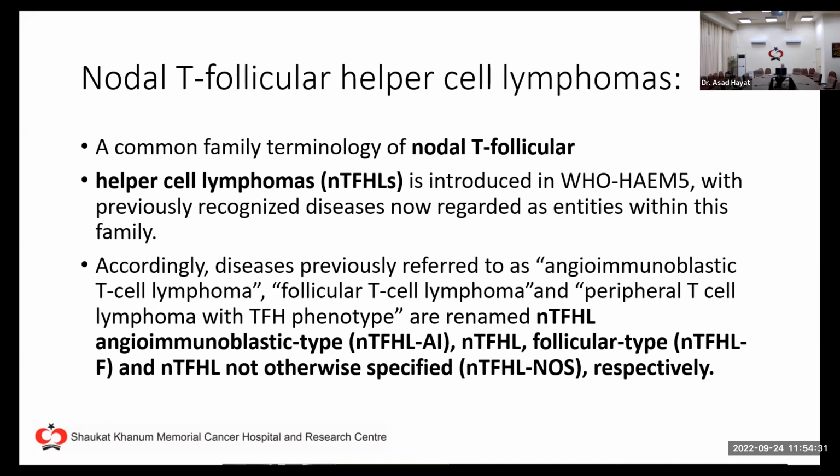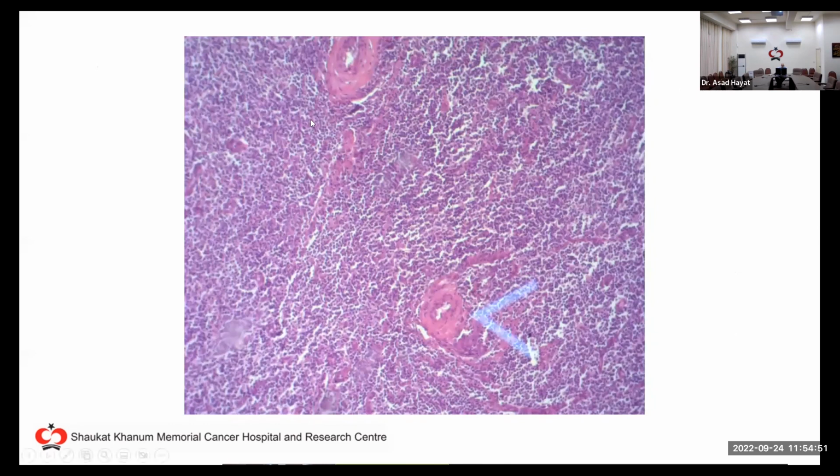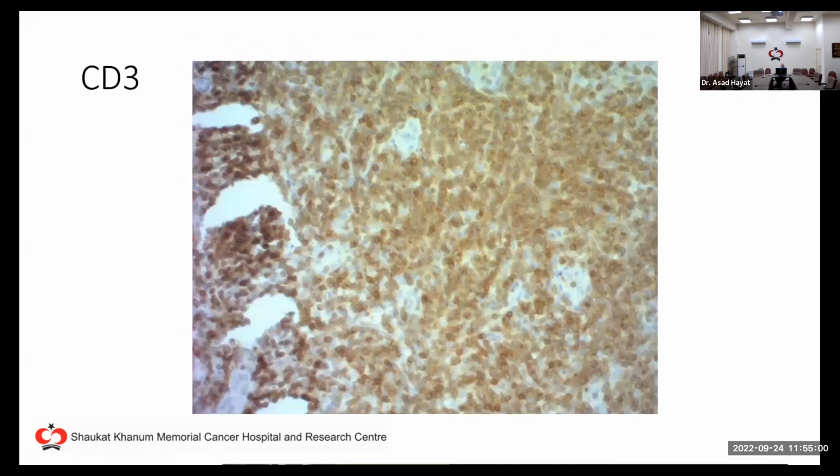So here the terminology is basically changing to nodular T follicular helper cell lymphoma, angioimmunoblastic type. The diagnostic criteria remain unchanged. It's just a change in terminology. I don't have enough pictures, so this is not a very good picture, but this is a lymph node which is effaced. On this higher power, we can appreciate prominent endothelial venules, and the polymorphous population of cells, which doesn't project very well. These are T cells, and they are not very atypical morphologically.